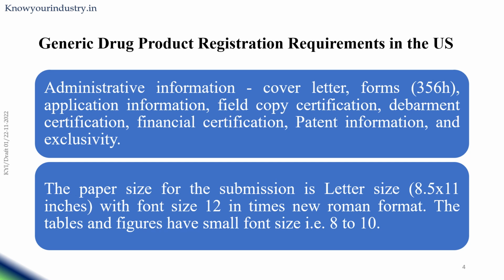So, coming to the administrative information, what all do we submit in this? We submit the cover letter, Form 356h, application information, field copy certification, debarment certification, financial certification, patent information, and exclusivity. The paper size of the submission is letter size with font size 12 in Times New Roman format, and the tables and figures have a smaller font size, that is 8 to 10. These are the standards which are required for registration in the US.